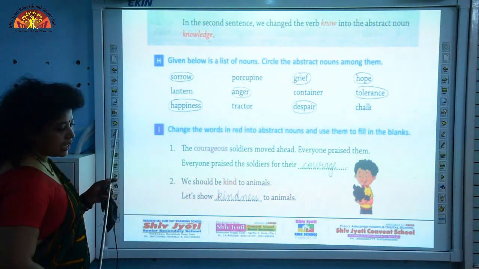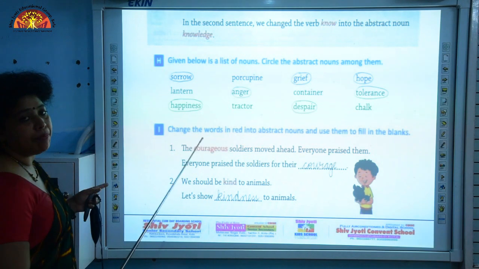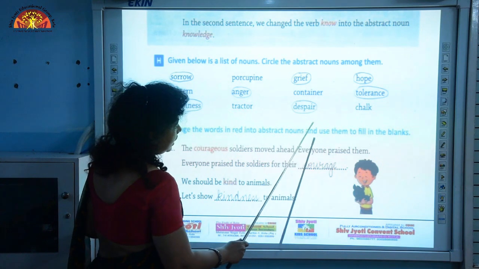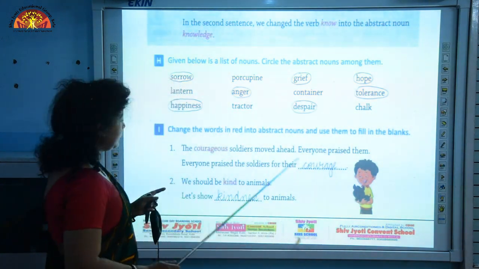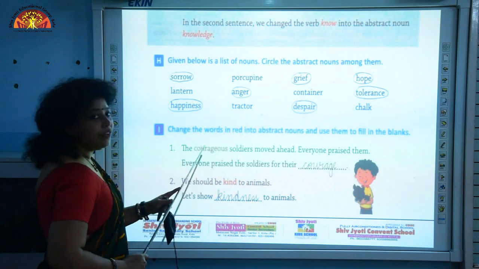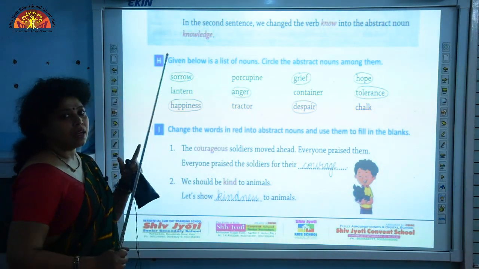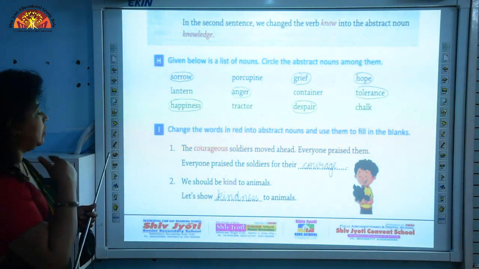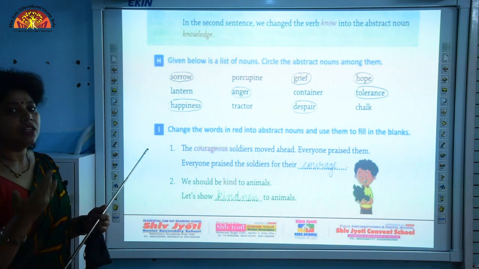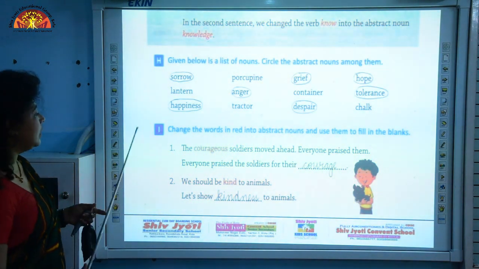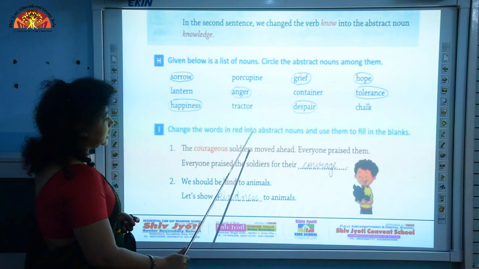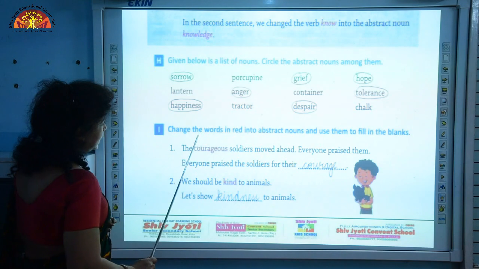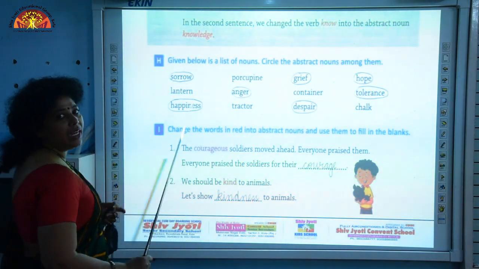Okay. Now, let us come to exercise I in the same page, page number 5. Change the words in red into abstract nouns and use them to fill in the blanks. So, you have a word given in red, we have to replace it with an abstract noun. As you know, we can form abstract nouns from adjectives and verbs. So, let us see how we will change it. Okay. Question 1. The courageous soldiers moved ahead. Everyone praised them. So, we have to replace the adjective courageous with an abstract noun.